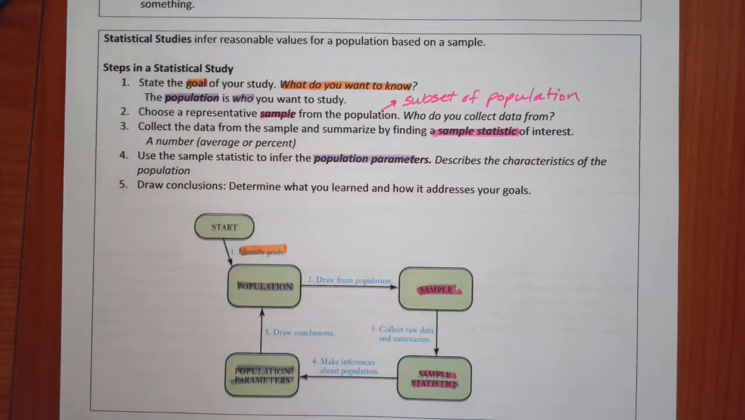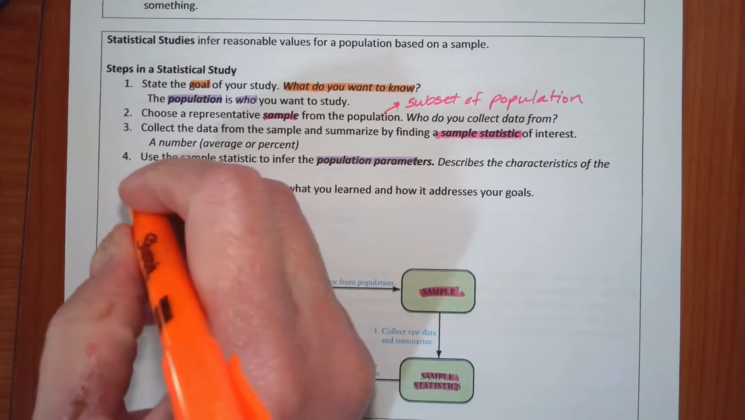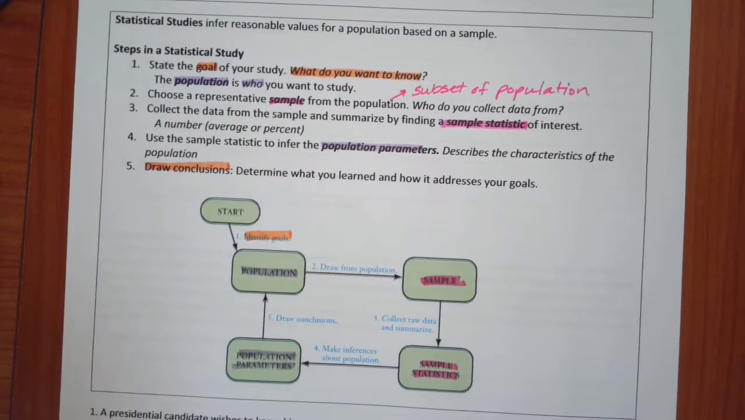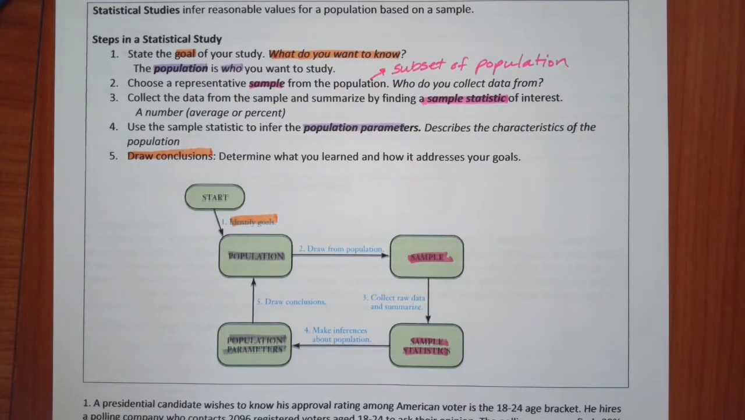Okay. And then finally, we draw conclusions. What did we learn and how it addresses your goals? Let's look at the goal, relook at the goal of the study and see if it actually supported what you thought, didn't support what you wanted. You have to think about this one a little bit and find out, well, what can I infer from this? And we'll talk about that as we go along.